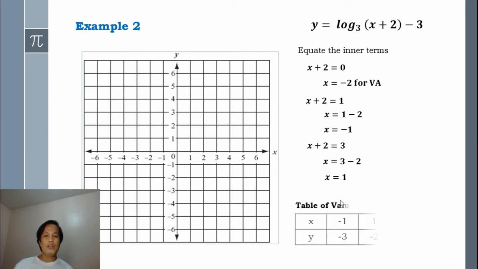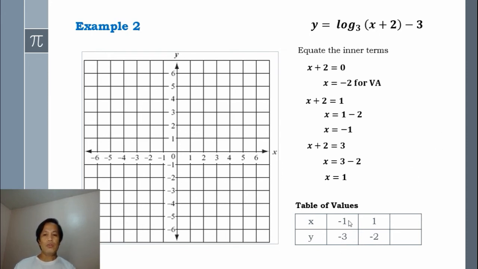For the table of values, we will have here excluding 0. So 0 is not part of the table of values because, as I've said, 0 is not part of the domain. That is only the restriction in the graph. So we start with x equals negative 1 and x equals positive 1. So we have here negative 1 and positive 1. Now, how did we get negative 3 and negative 2?